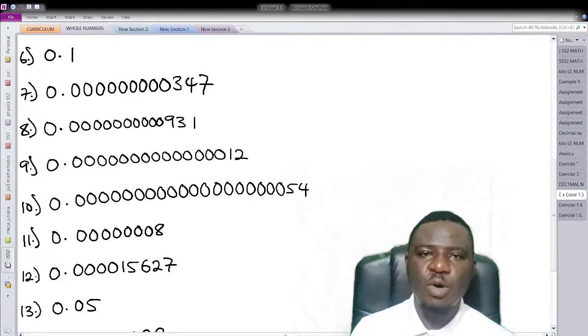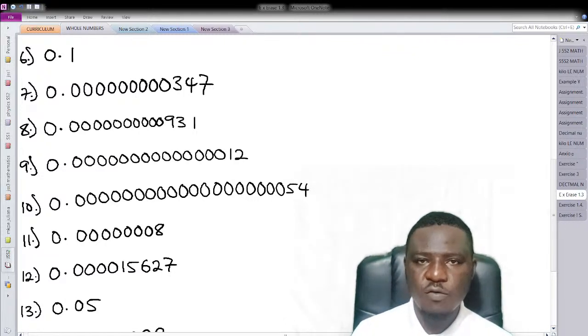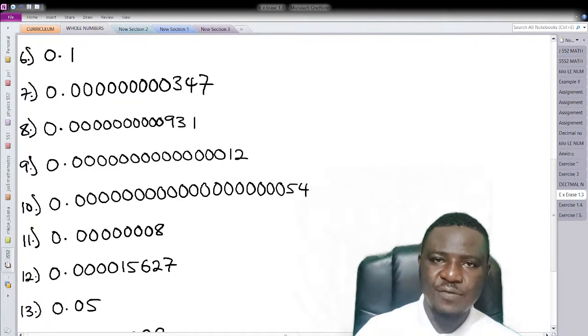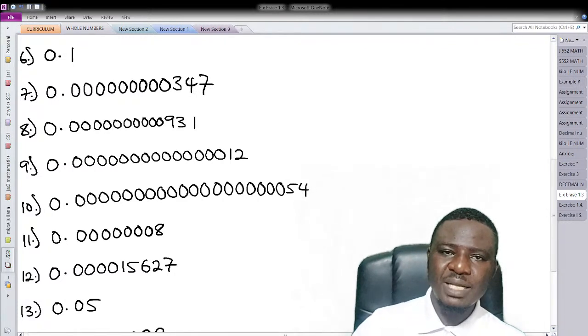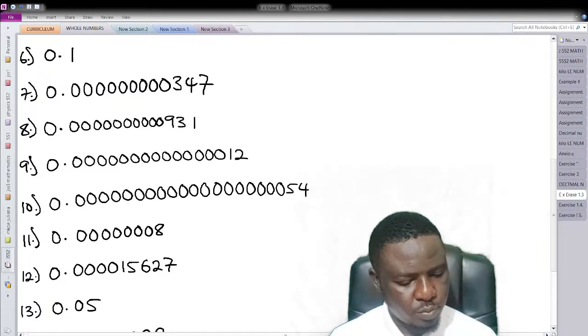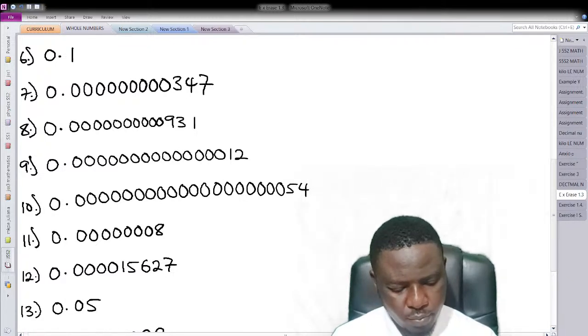For what you see on the board, this is an exercise I have given to students to solve after my explanation. So the question is for you to express these decimal numbers in standard form. This is mathematics for those in JSS 2, Junior Secondary 2. So presently at the moment, we are solving exercises.